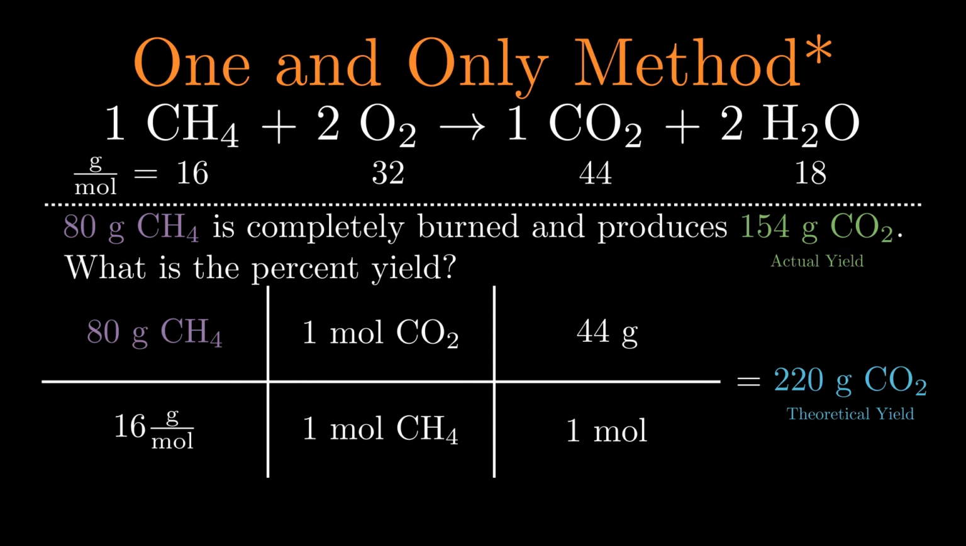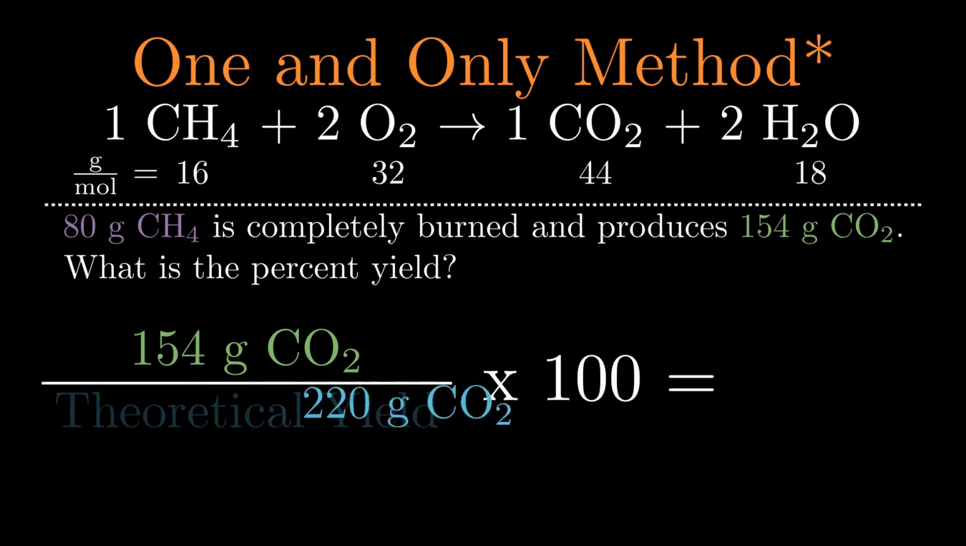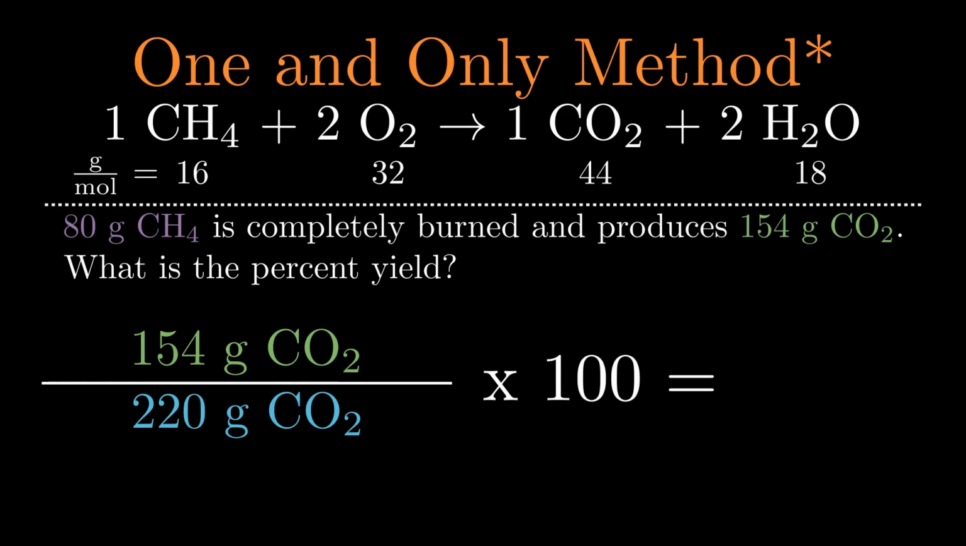Since we know both the actual and the theoretical yields now, we can use the equation from before. We take the 154 grams and divide it by the 220 grams, multiply by 100, and get 70%.